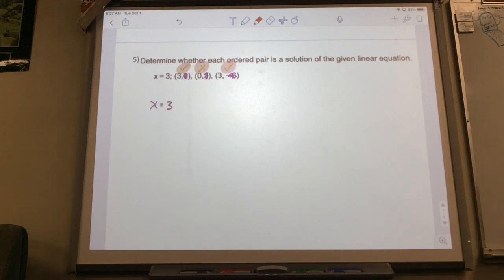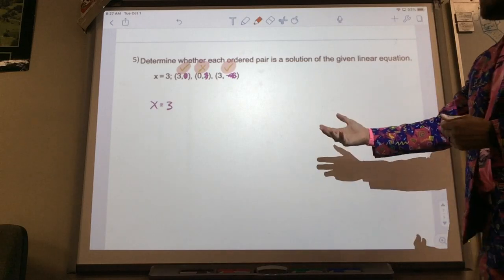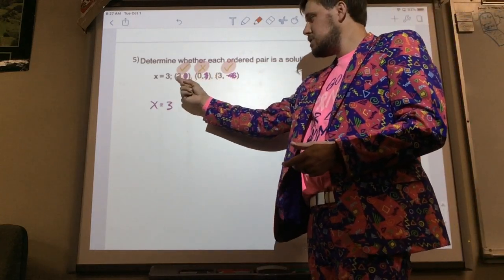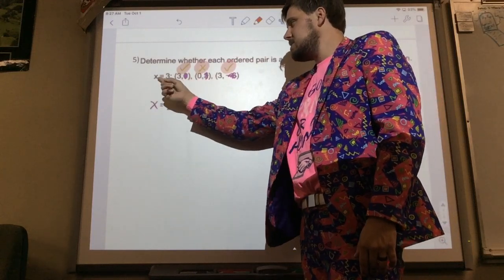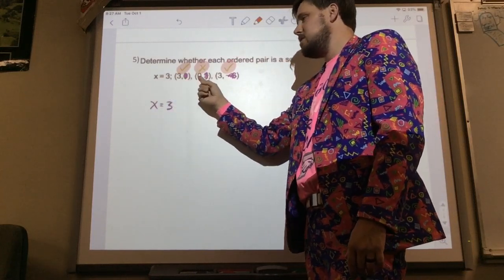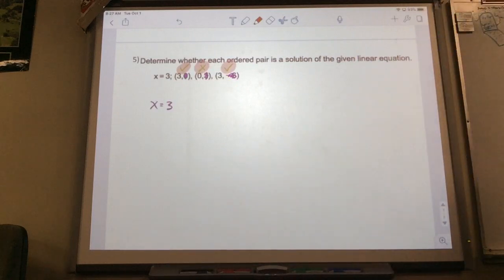because there's no y. But if there's no y, then you don't have to think about y. Cross it out completely and just look at these. Okay? You don't even have to plug it in. You just have to tell me, does x equal 3? Yes. Does x equal 3? No. Okay?